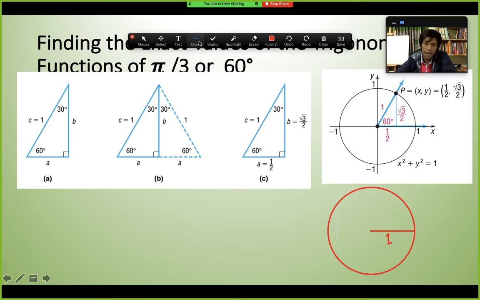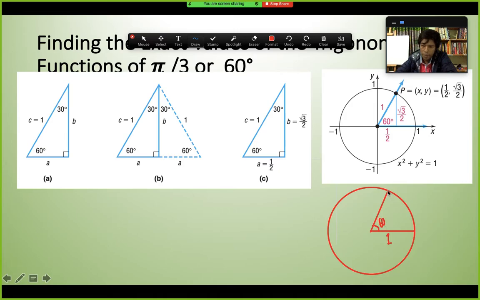Now, if I draw another radius here, that will be also 1. Here also 1. The radius is always 1. Wherever it goes, it is always 1 because it is a circle. On the circle, it is 1. But I put this line in such a way that the angle inside here is 60 degrees. The angle is 60 degrees. Suppose the point is here. I put it in such a way that the angle here is 60 degrees.